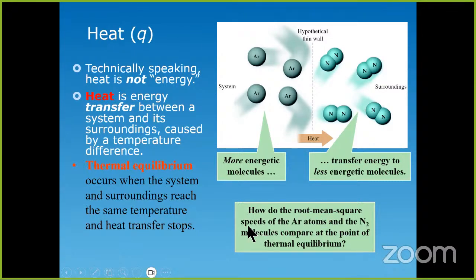It says, how does the root mean squared speeds of argon atoms and the nitrogen molecules compare at the point of thermal equilibrium? All right, now, just to remind you, in fact, I think I'm going to need some space here.